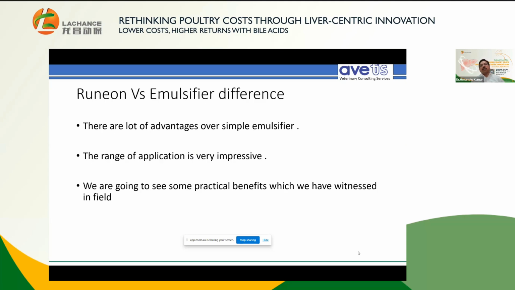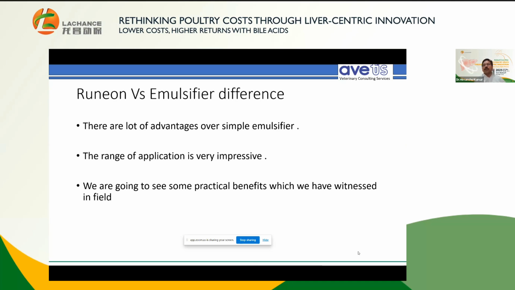There are a lot of advantages over an emulsifier. We will see in the coming slides the very impressive range of applications, because an emulsifier is only used for emulsification, but this product is used for the emulsification of fat, for the mobilization of fat, for fatty liver syndrome, even to control pest events, to improve egg cell quality, and to improve carcass quality.